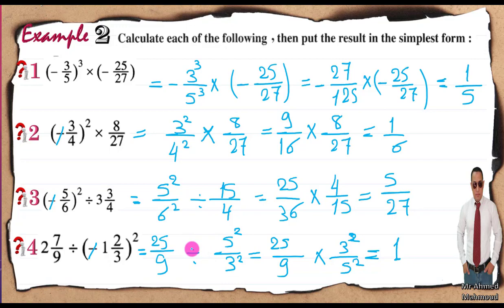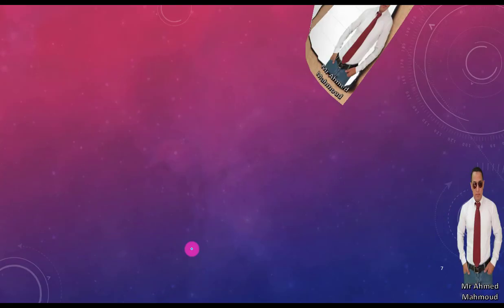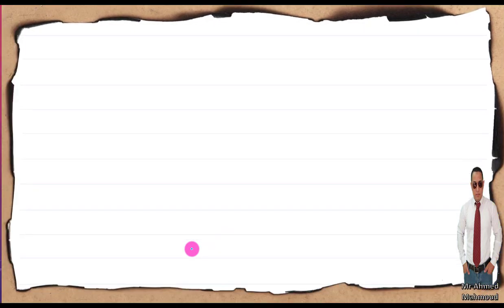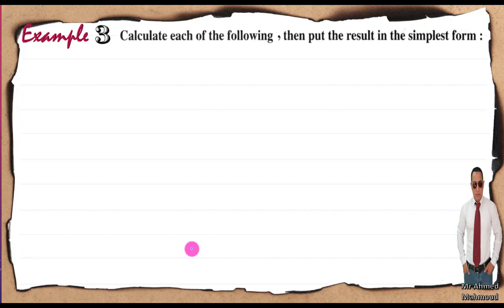The next question, example 3, also the same operations. Calculate the following, then put the result in the simplest form. Okay, the first one, we have negative 5 over 3 all to the power of 4.